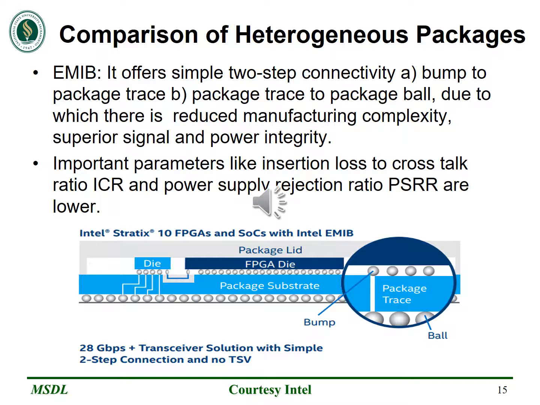MBIB is a two-step connective process. Here we can observe in the image how it is connected from bump to the package traces. Bumps are the balls which are located at the bottom of the image, and the package traces are the thin lines. The second step is that the package traces are connected to the balls which are below the die. So from this we can say that it is a two-step process. The important parameters like insertion loss to crosstalk ratio, ICR, and power supply rejection ratio are better here.